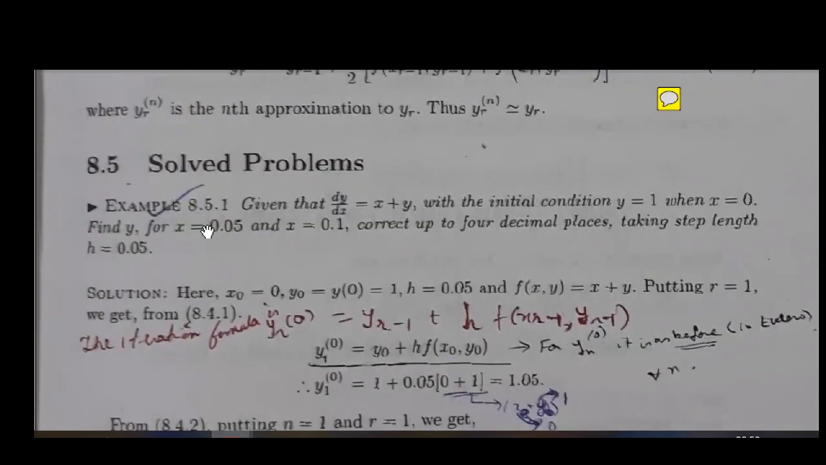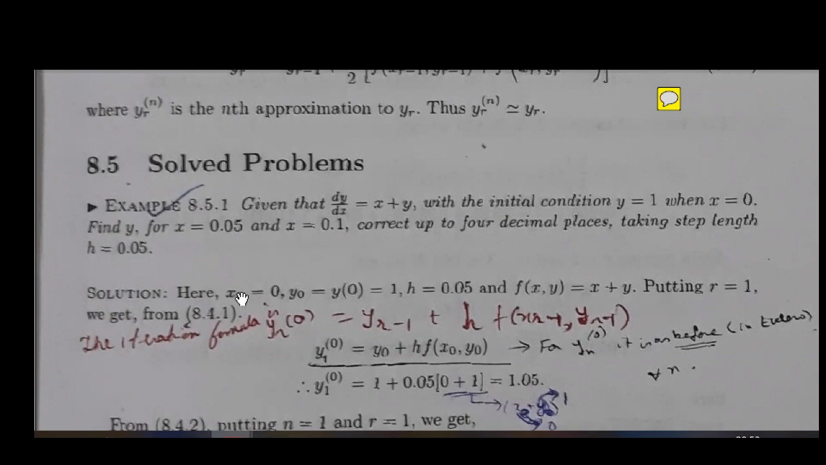So this is the initial condition given. What they are asking is: find y for x equal to 0.05. That means y at the point 0.05 and also at the point 0.1. So at 2 points you have to find out. Correct up to 4 decimal places. This is the desired degree of accuracy they are demanding here, taking step length h equal to 0.05. So the step length is specified.